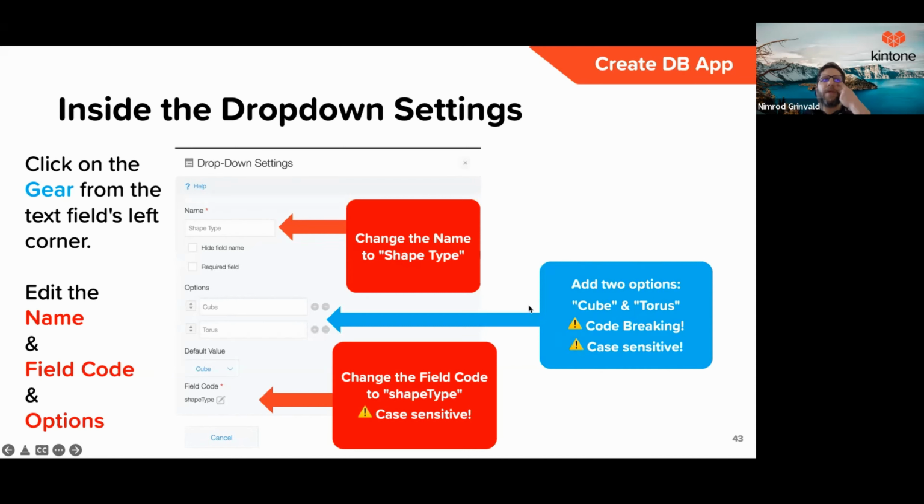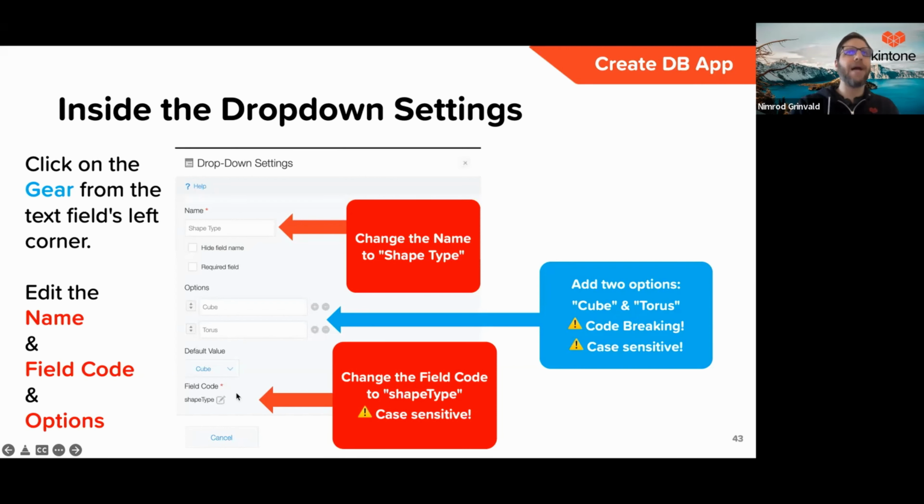When you open up the settings for your drop-down field, change the value of name to shape type, and then for your 2 options, put in cube with a capital C and torus with a capital T. Do not misspell this. Do not have it be all in lowercase. These values must be identical for your code to work. I repeat, these values, cube with a capital C and torus with a capital T, must be an exact match in order for the code to work.